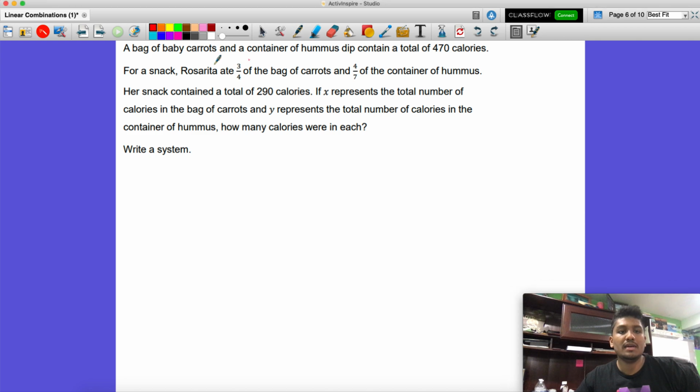Here is the example we have. It says, wow, a bag of baby carrots and a container of hummus dip, which is pretty good by the way, contain a total of 470 calories.